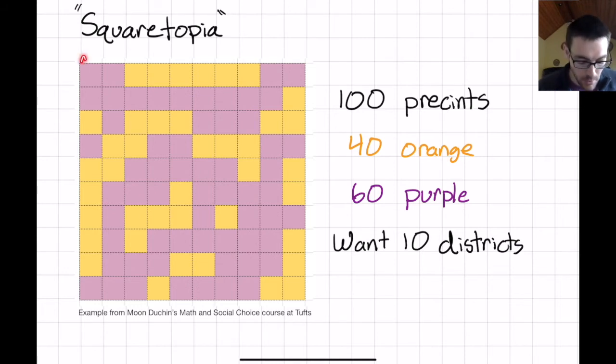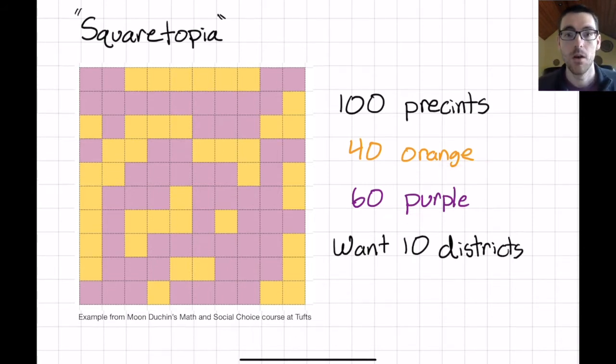So we can look across all of the districts in a given map and ask how many seats are won by each of the two parties, the purple party and the orange party. When you start drawing these lines yourself, you'll see that you have quite a bit of power to rig the game in favor of one party or the other, the orange party or the purple party.